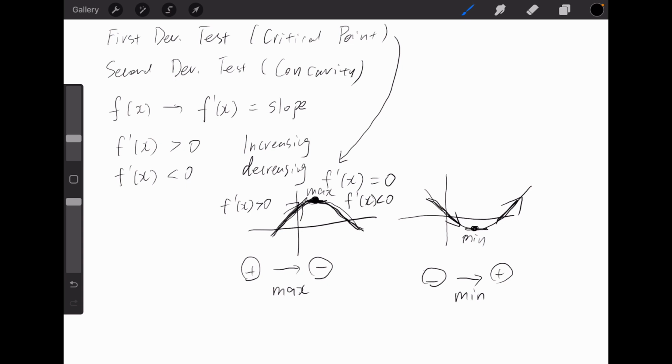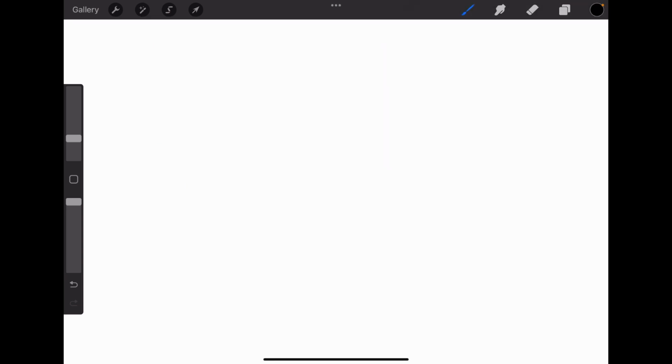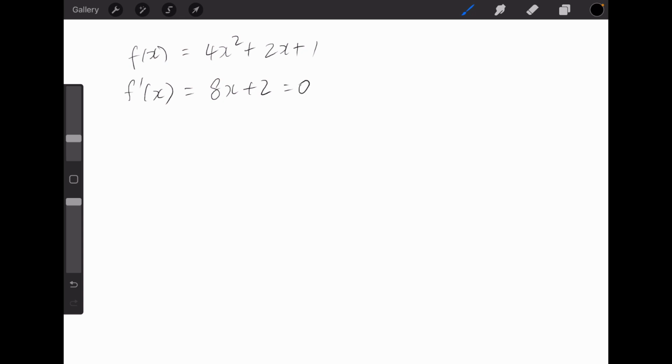Alright, let's try a few examples. If I have a function, let's say it's 4x squared plus 2x plus 1, I first need to find the derivative. So f prime x equals 8x plus 2. And to find the critical point, I need to set the derivative of f of x to 0, and I will get x equals negative 1 over 4.